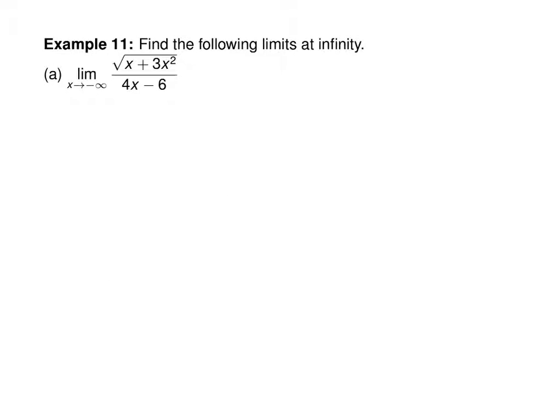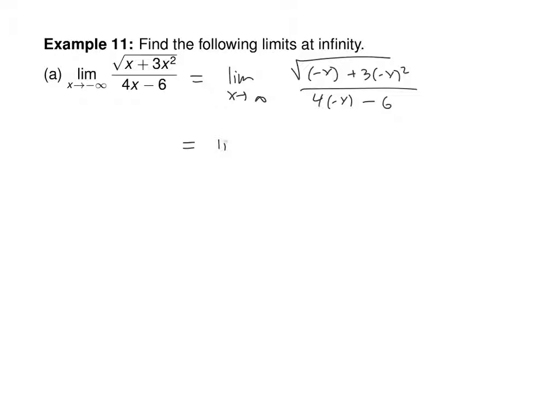Yep. Okay. So limits at infinity. First of all, this one is tricky because instead of being positive infinity, it has negative infinity. So how do you deal with that first? Put the negative in for x and make the x go to infinity instead. So it becomes negative x plus 3 times negative x squared, 4 times negative x minus 6. So then it becomes limit as x goes to infinity, root of negative x plus 3x squared over negative 4x minus 6.